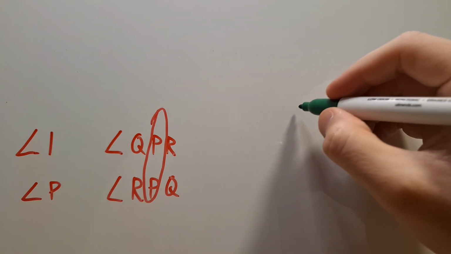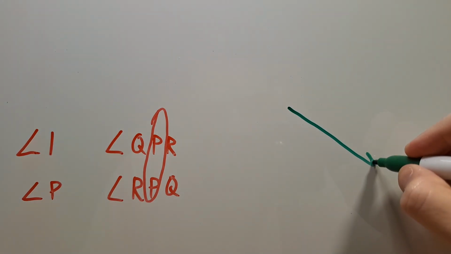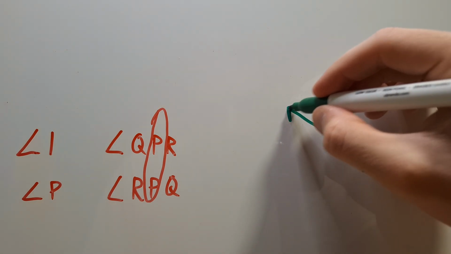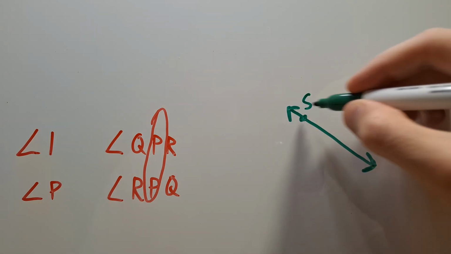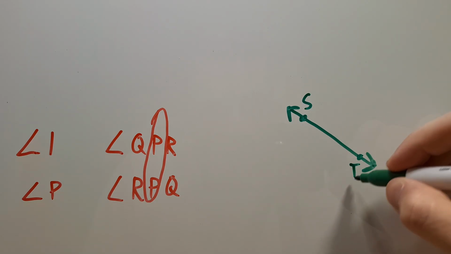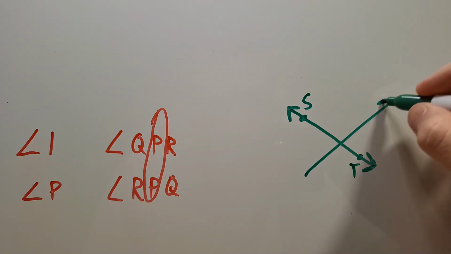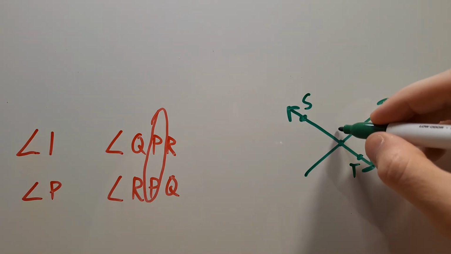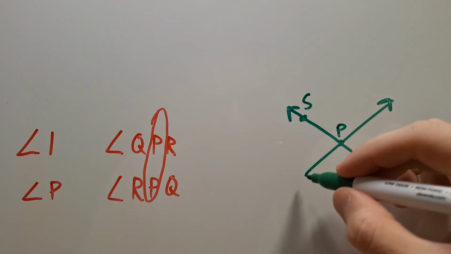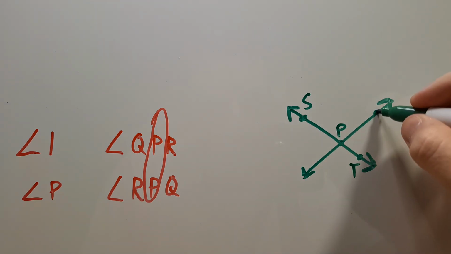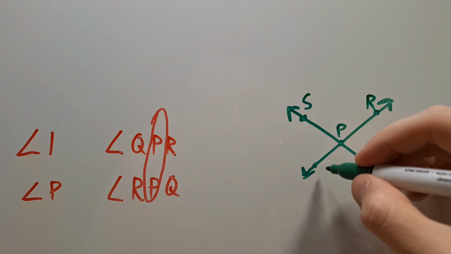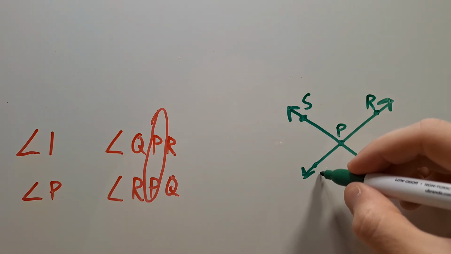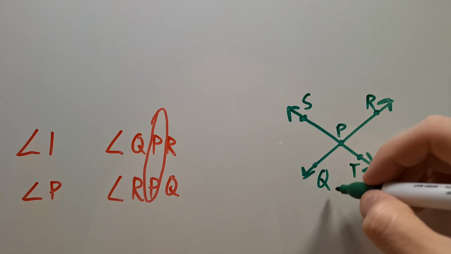And visually, let me show you what that looks like. I'll use a different color for this part. If I drew a pair of intersecting lines, call this S, T, intersection here will be P, and I'll call this R and Q. Why not? All right.